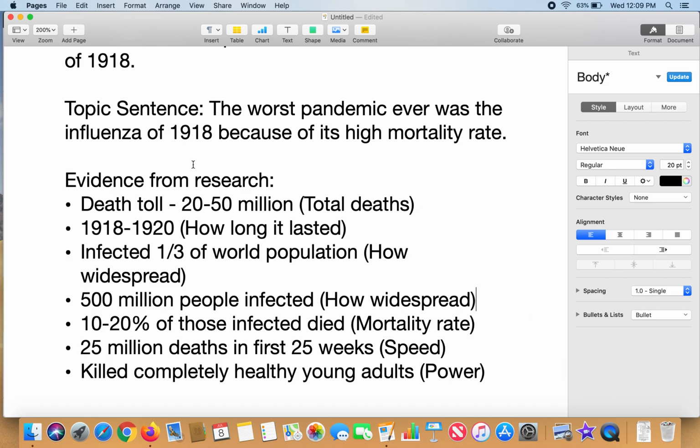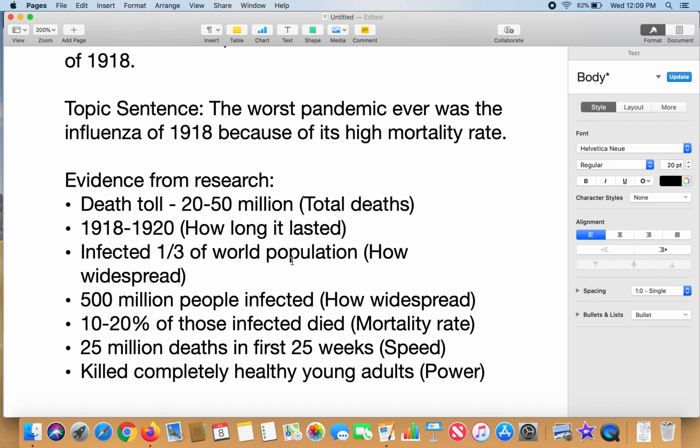Here is some research. Death toll, 20 to 50 million. We think about what point that can help support. That makes a point about total deaths, not high rate of deaths. Rate is different than total number. We have it lasted from 1918 to 1920. That is talking about its duration, not about mortality rate.